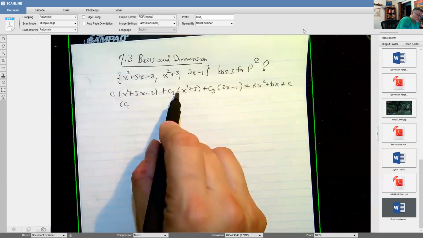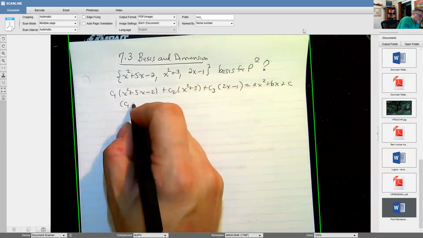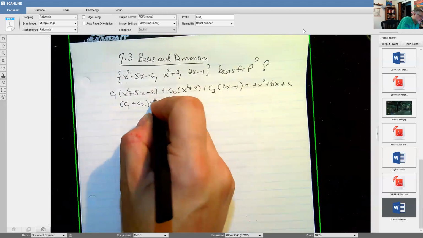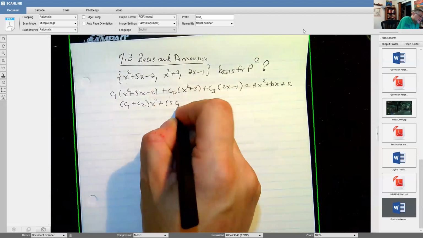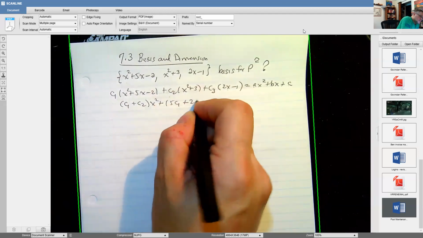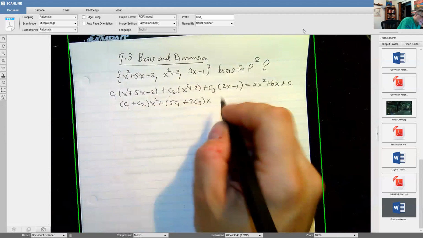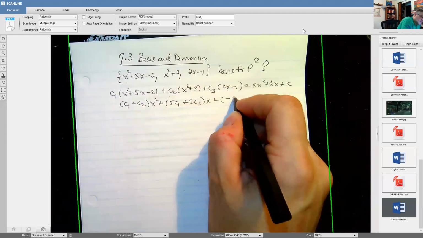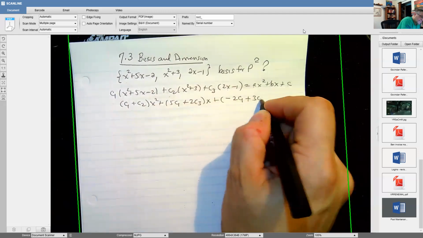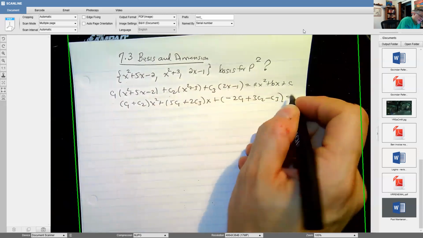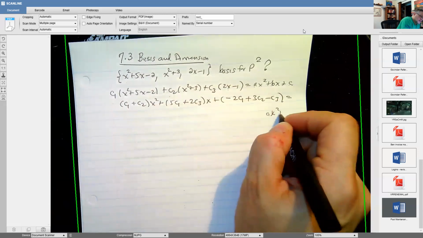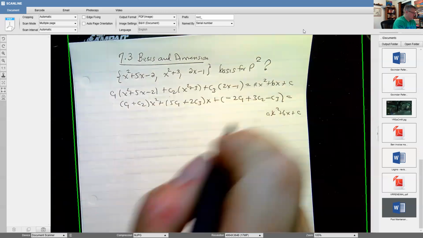So distribute the c1, c2, and c3, gather the x squared terms, the x terms, and the constant terms. And that's equal to ax squared plus bx plus c.